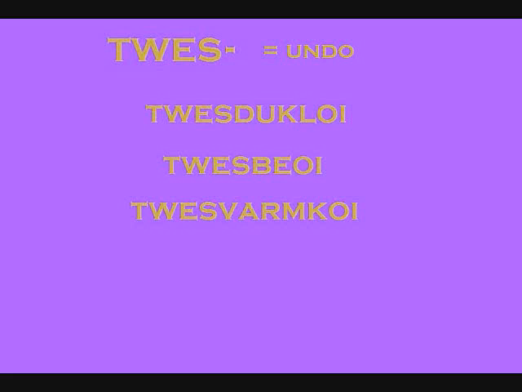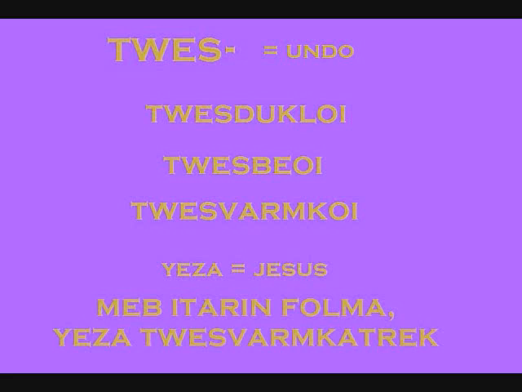The next prefix is Twes, which is also used with verbs and has the meaning of undoing an action. For example, Twes dukloi means to unbuy or to return to the store. In a similar vein, Twes beoi would mean to ungive or to take back, and Twes varmkoi would mean to unkill or to resurrect. To bring in another religious reference, if we define Yeza as Jesus, then Nebitarin folma Yeza Twes varmkatrek would mean on the third day Jesus was resurrected.